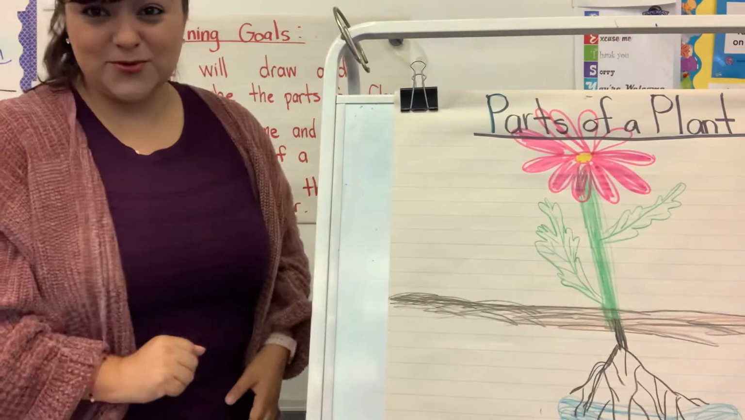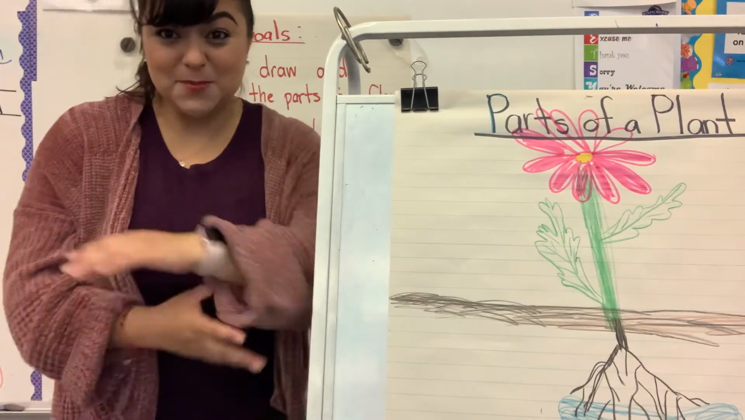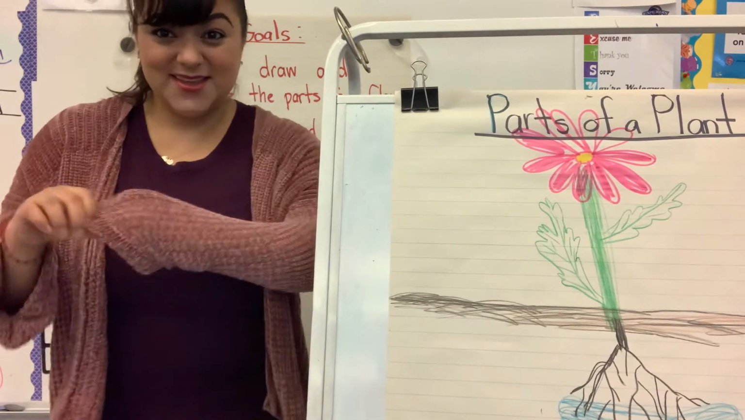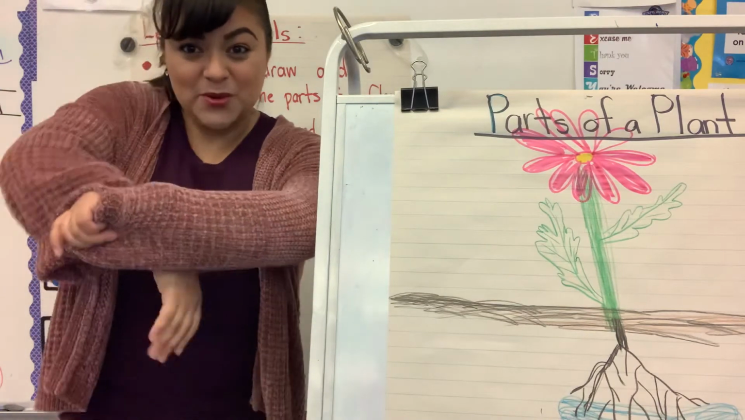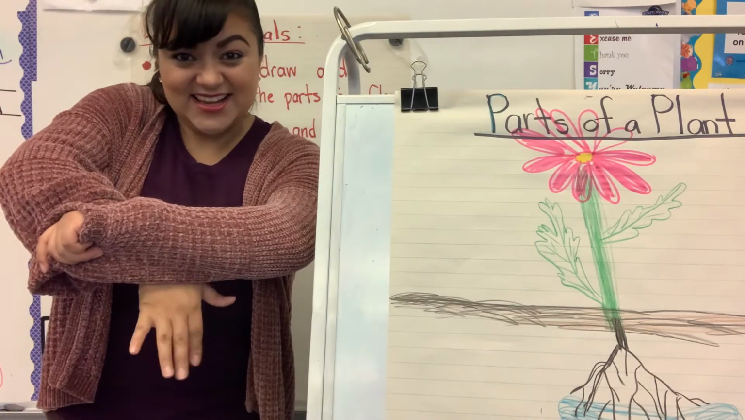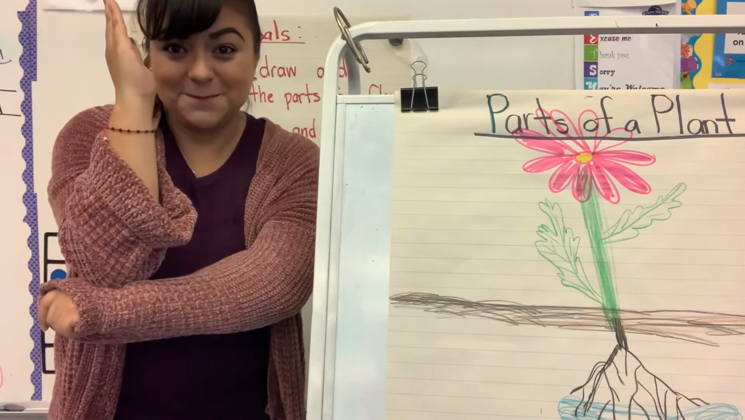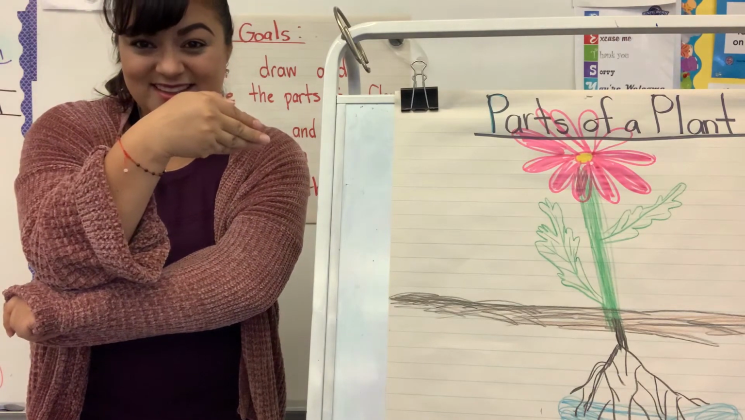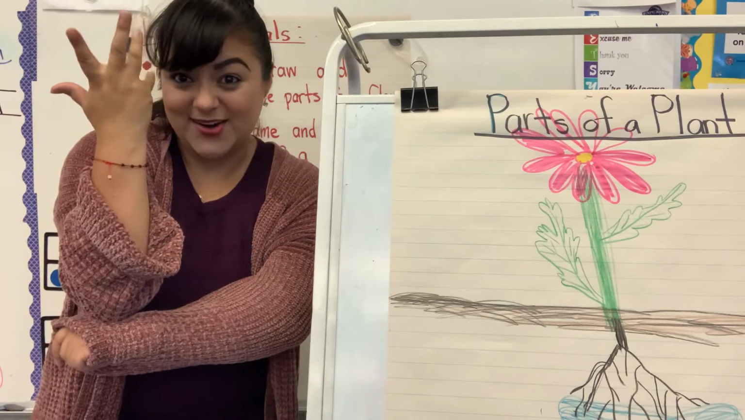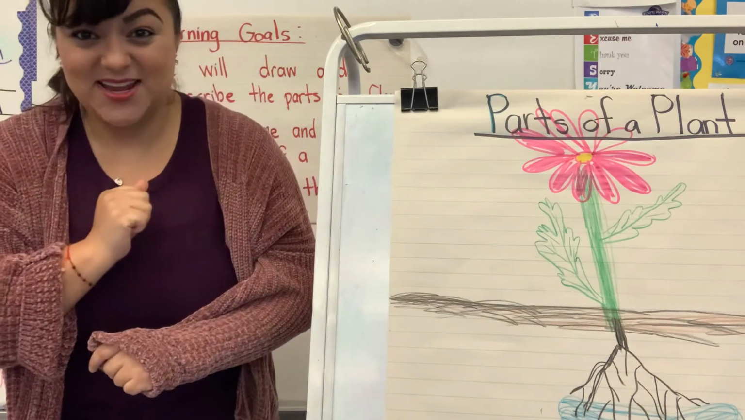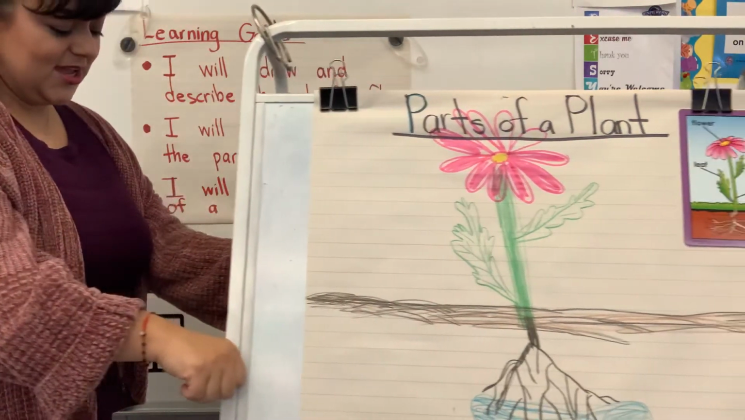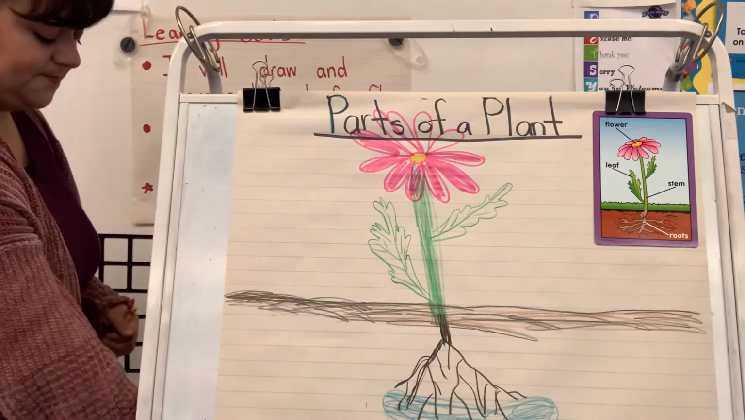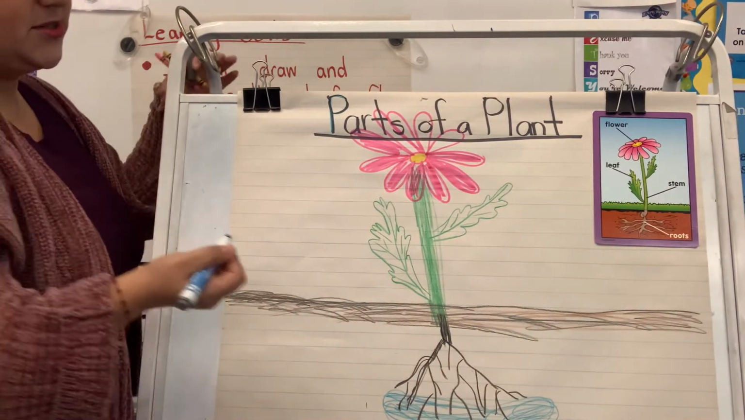Okay, so we'll do it one more time. I'll leave this here for a visual so you can see. Ready? Put your soil and say it with me. Roots, stem, leaf, flower. Great job, scholars.